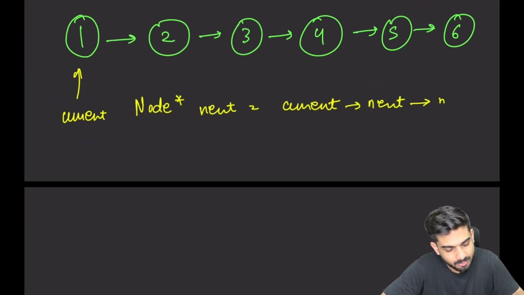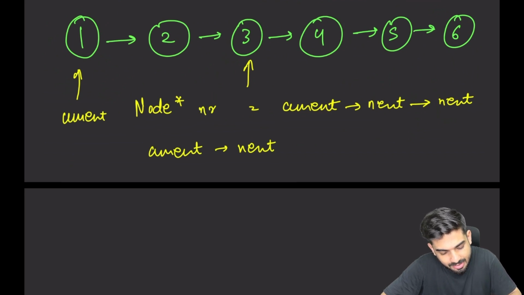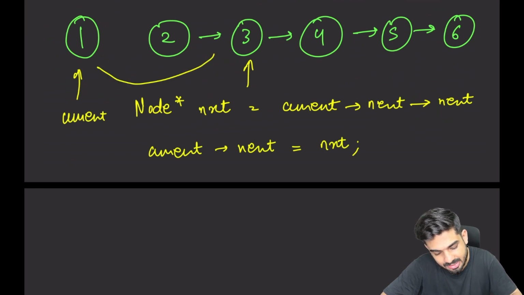And if I write one more next, it will give us next of next, so we will directly find 3. So I can say current of next, and in order to avoid any confusion, we can just write it as nxt. If I write it as nxt, then current of next, like 1 of next, will be equal to nxt. If I write this, what will happen? We see this connection breaks and automatically this connection is built, correct? 1 is now pointing to 3.